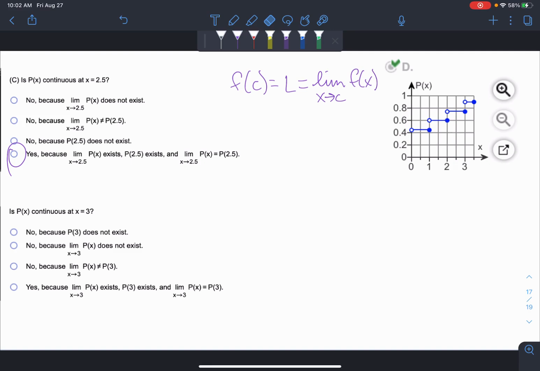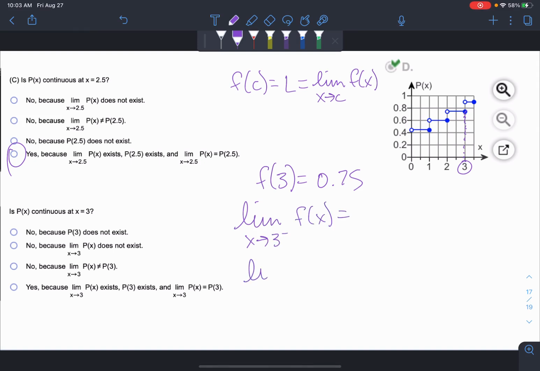Okay, so now we have x equals 3, that's here. So if we look up, we see our f of 3 is equal to 0.75, kind of like before. All right, and then for continuity, I want to check, is my left-hand limit at 3 of f of x equal to my right-hand limit? And then for continuity, is the overall limit equal to my function value at that point?